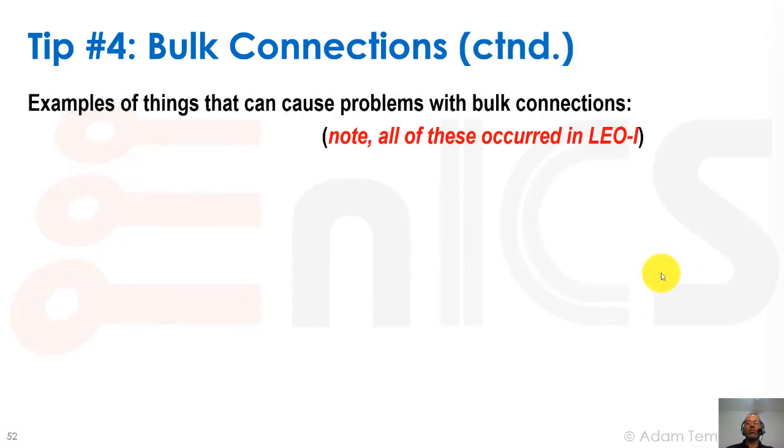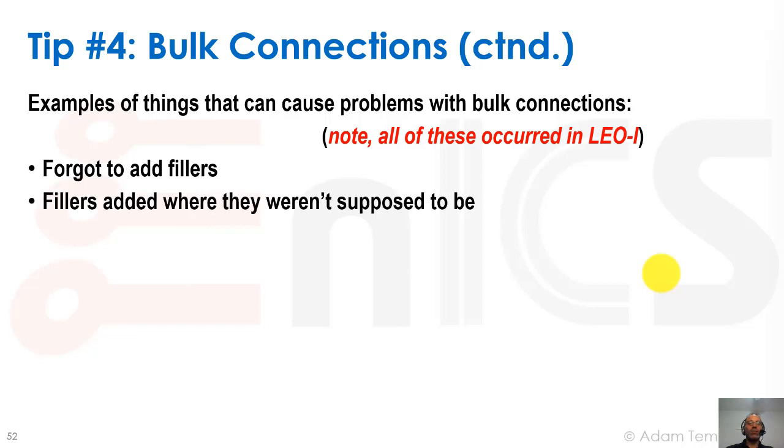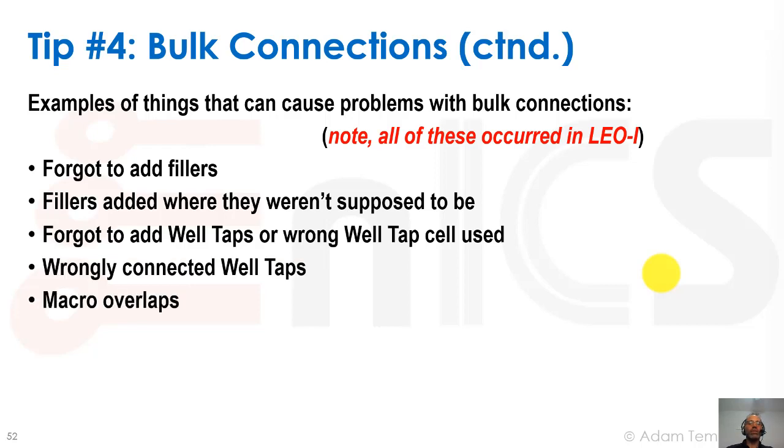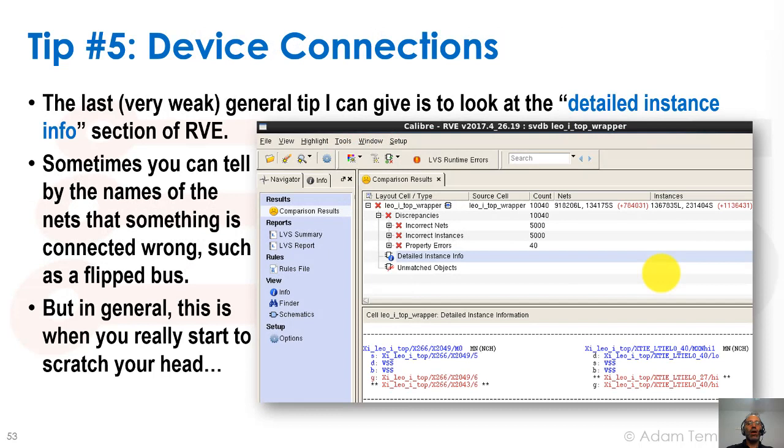Examples of things that can cause problems with bulk connections: we have a chip called Leo1, which I've been showing in the examples here, and we had all these things happen. We forgot to add fillers in certain places. Fillers were added where they weren't supposed to be in other places. We forgot to add well taps, or the wrong well tap cell was used. We wrongly connected the well taps. We had overlaps between macros, and all those things can cause you bulk connection problems.